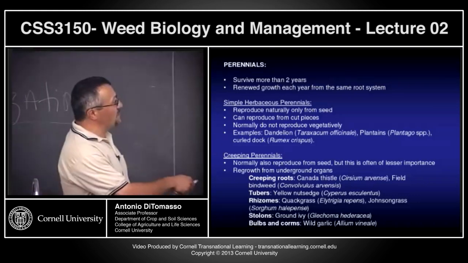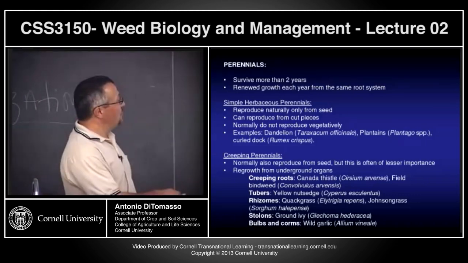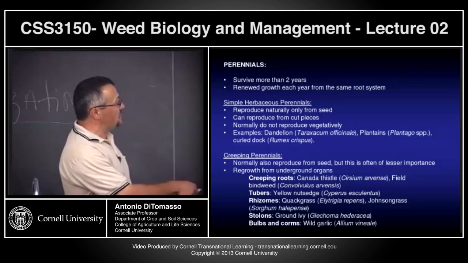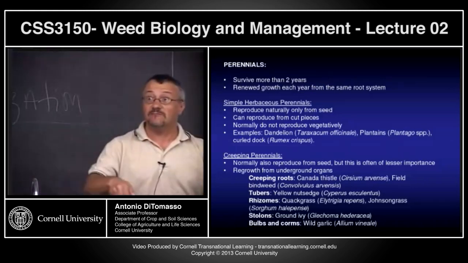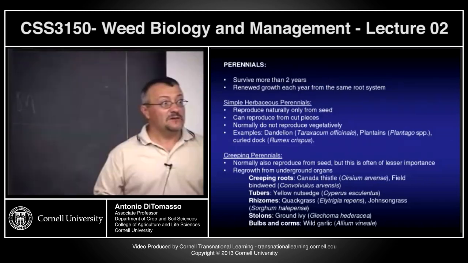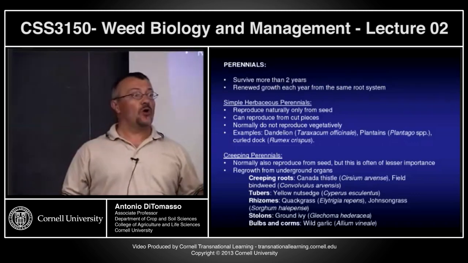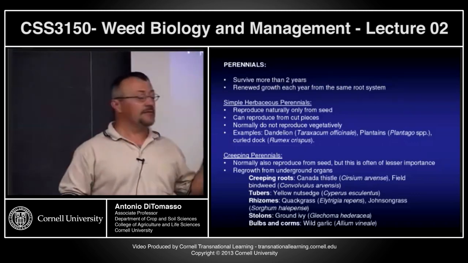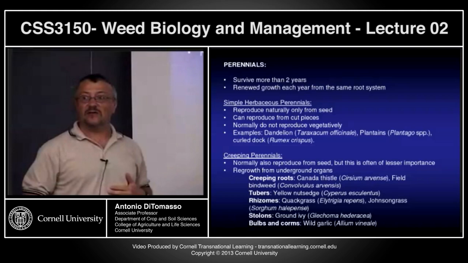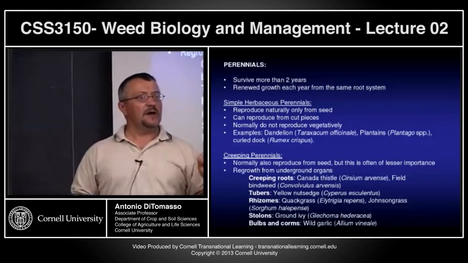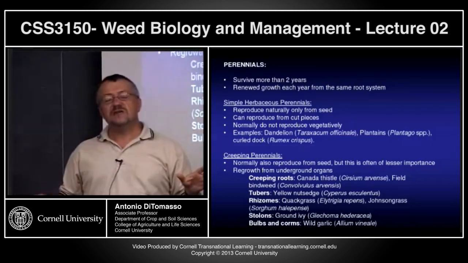So tubers, yellow nutsedge, okay? Rhizomes, the crabgrass, Johnson grass, and stolons, ground ivy, creeping charlie, okay? How many of you know or don't know what creeping charlie or ground ivy is? It's in turf. It's in the mint family. It's really tough to control this thing.